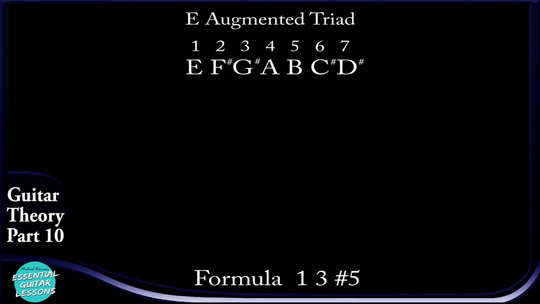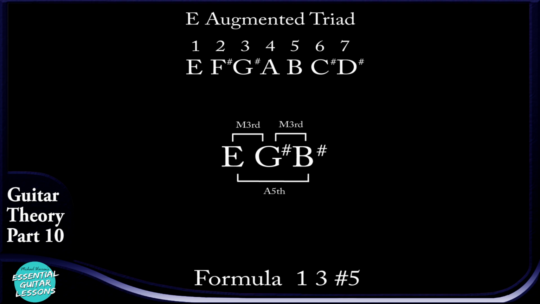Let's do one more. Let's do our E augmented triad. Bring up your E major scale again, take the first note E, the third note G sharp, and this time the fifth note we want to raise by a semitone, so that becomes B sharp there. Our intervals stay the same. E to G sharp is a major third, G sharp to B sharp is a major third, and E to B sharp, that's our augmented fifth interval there. So that's our triads, pretty easy.